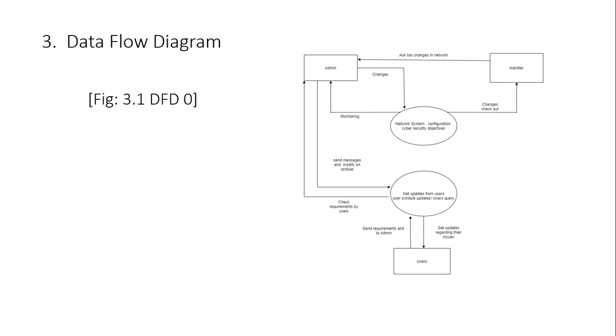Data flow diagrams. Admin will handle two things: network system configuration and cybersecurity objectives, and get updates from user schedule updates and user queries. On the other side, this network system configuration and cybersecurity objectives will be checked by the handler.